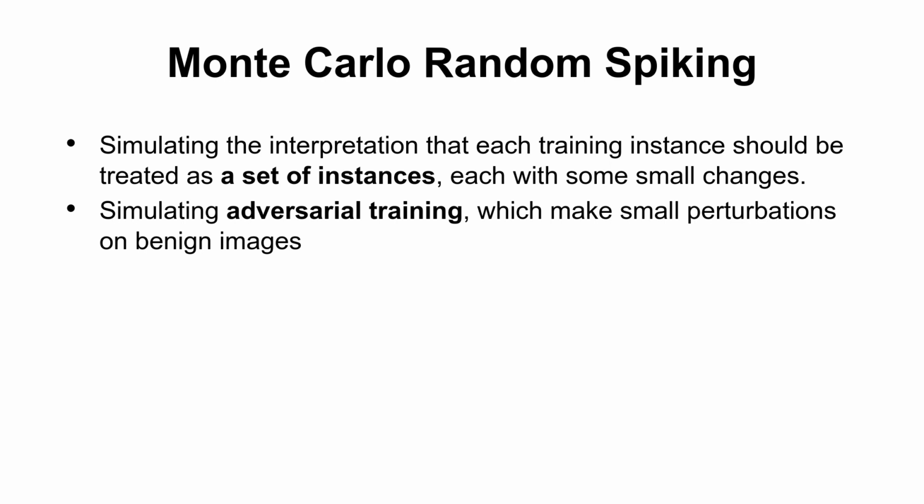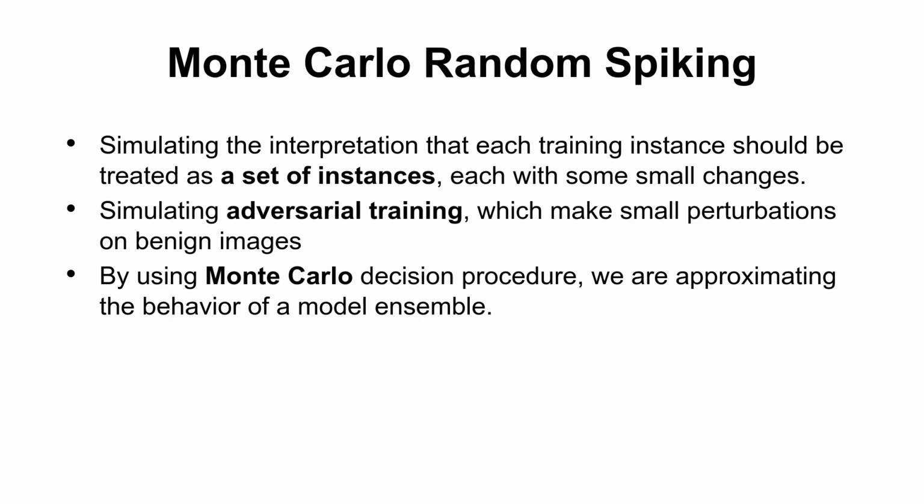Since we use random spiking in testing, in each prediction it would inject some random noise. So we choose to use a Monte Carlo decision procedure, which behaves similarly to majority voting. For details, please read our paper. So by using the Monte Carlo decision procedure, we are approximating the behavior of a model ensemble.